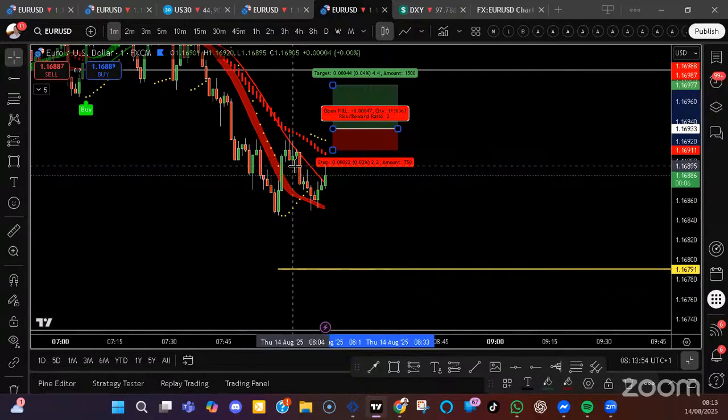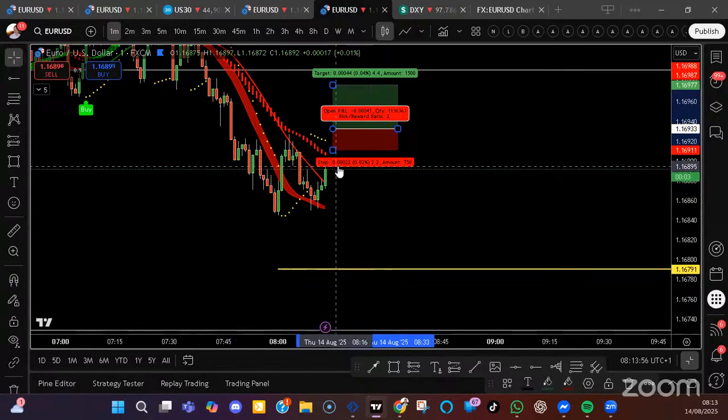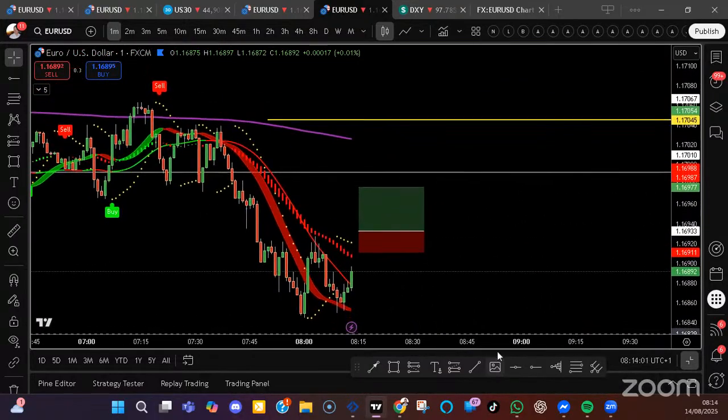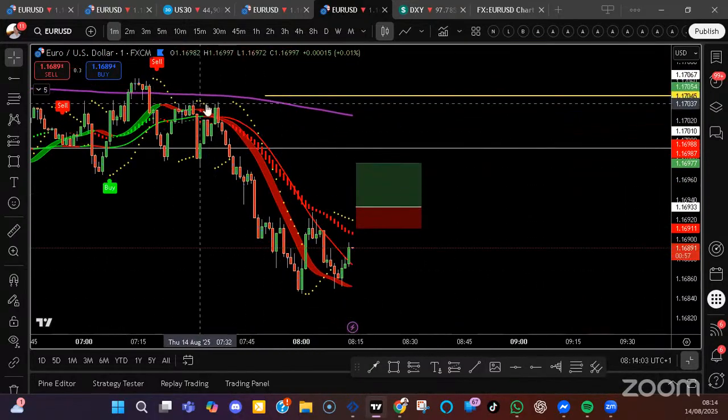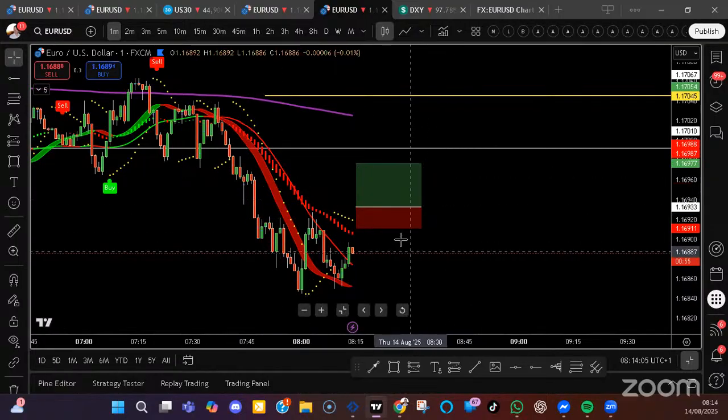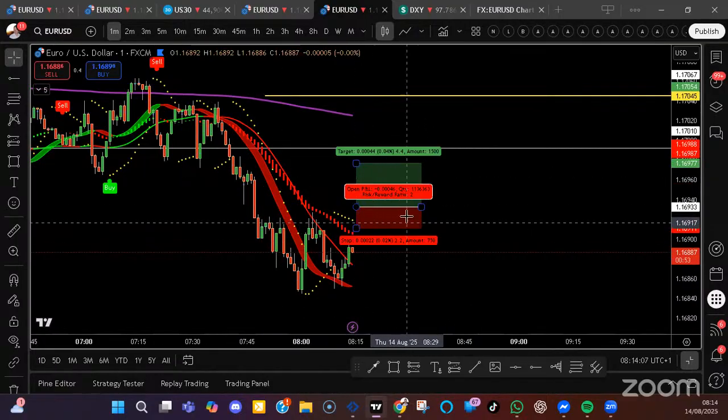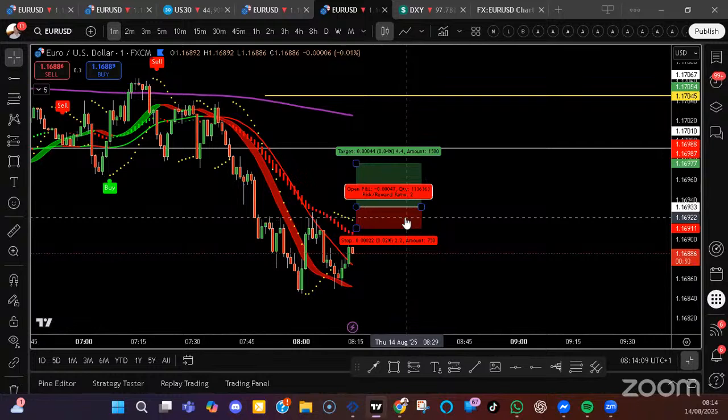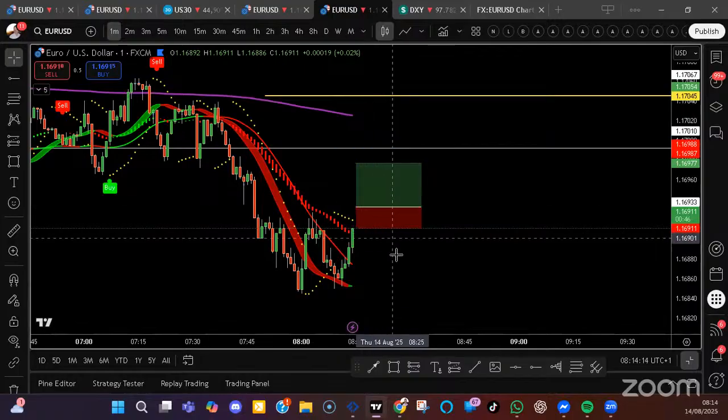Price is now consolidating along this area. We've got a sell bias though, because price is underneath the purple line. So it would be viewed that any sort of trade would be a pullback, a retrace.